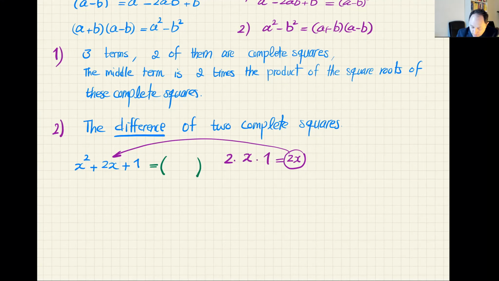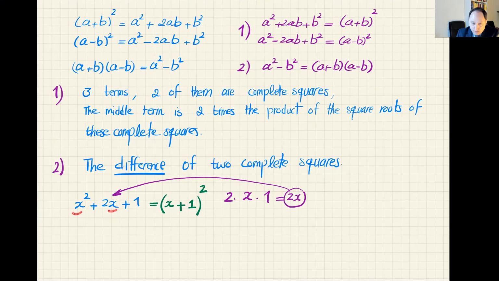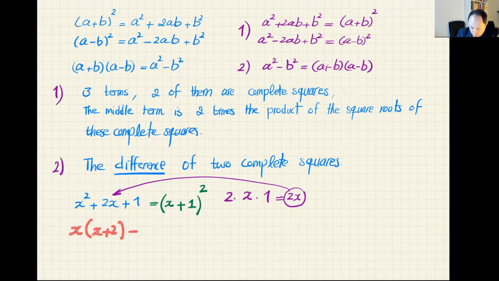So the answer is what? I will take the square root of these 2 complete squares. One of them is x, the other one is 1. But then I see this sign. Do you remember? If the middle term is positive, this should be positive. If the middle term is negative, this should be negative. So here I put a positive, and of course I have this power of 2. So when I ask you to factorize this expression, it is completely wrong to factor x out, because let me just do it again. If I factor x out, this becomes like this.